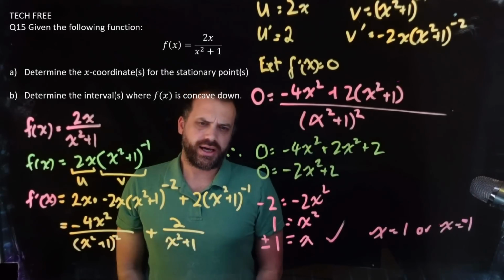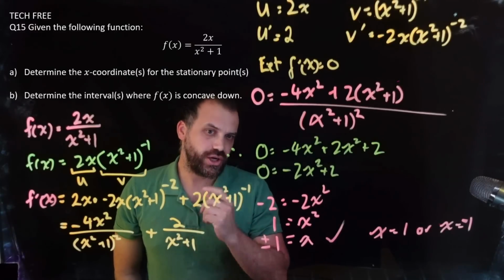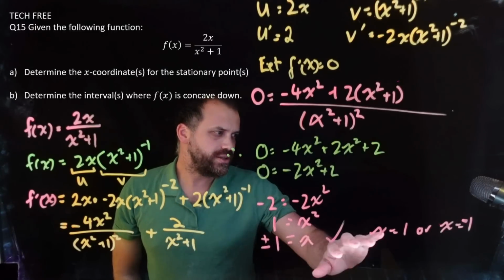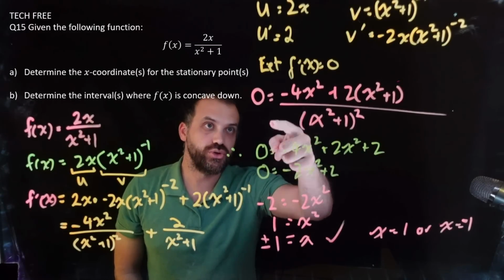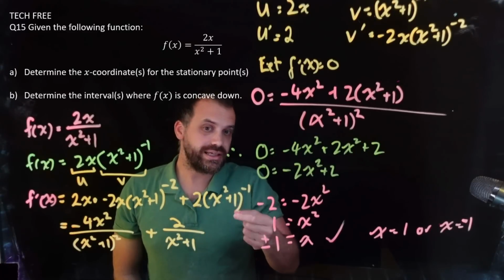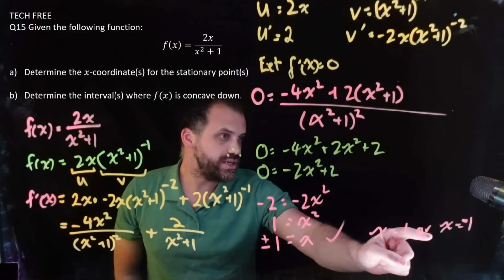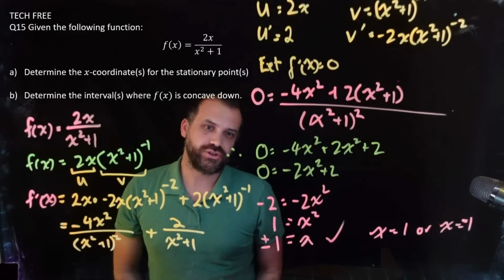Now, there might be an issue. I said that we can ignore the denominator and just do this thing, right? I really wouldn't feel comfortable doing this unless I double check that these numbers don't cause a math error back in our original equation.